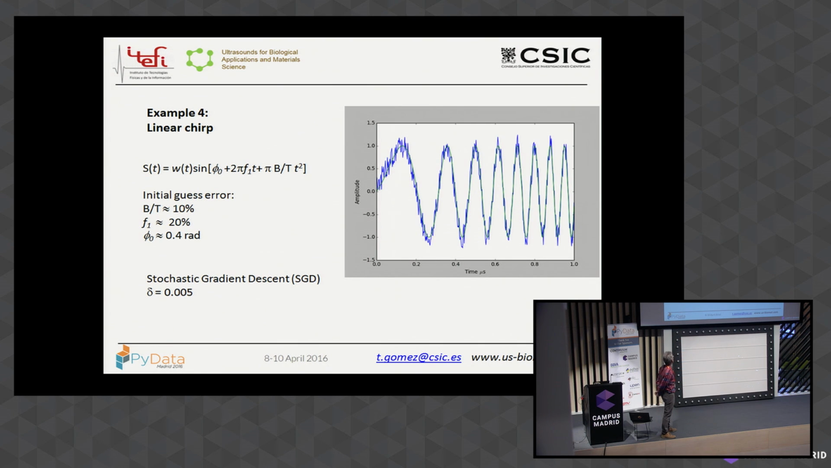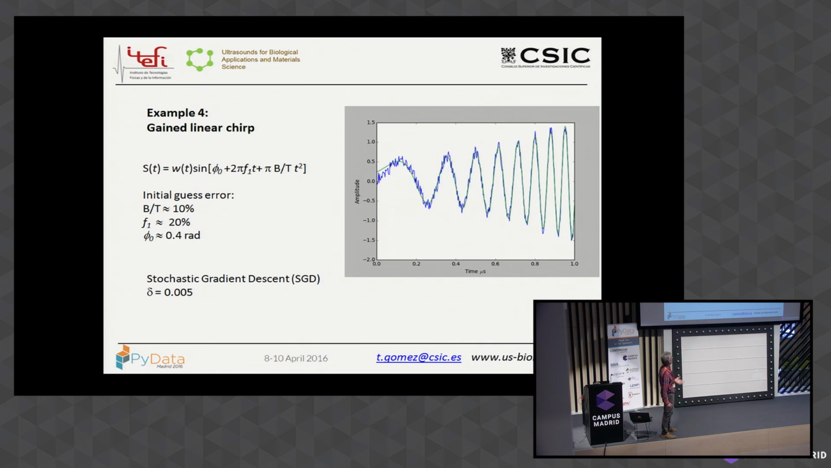This is going to be our model, and we have 3 parameters, and we want to do the same. So it will be something similar to what we had before, and we can run the model and have a good fitting. This is going to be a gain linear chirp, something similar to the one before, but the amplitude is increasing as the time goes by. And we have an initial guess close to the final solution, and this is what we have.